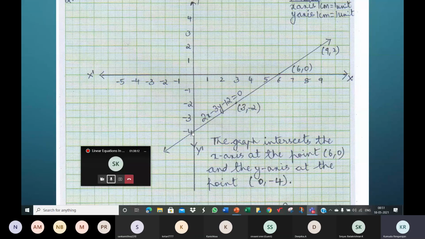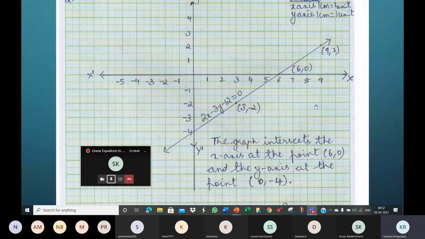So when you give x 0 and find the corresponding value of y, we got 0, -4. Clearly, where is the x coordinate 0? When the point lies on the y-axis. When you plot this point 0, -4, it will be on the y-axis because the x coordinate is 0. So 0, -4 is a point that lies on the y-axis because x is 0. And 6, 0 is a point that lies on the x-axis because y is 0.